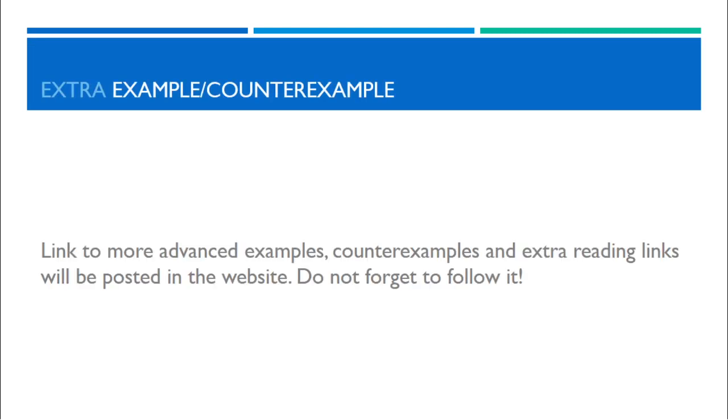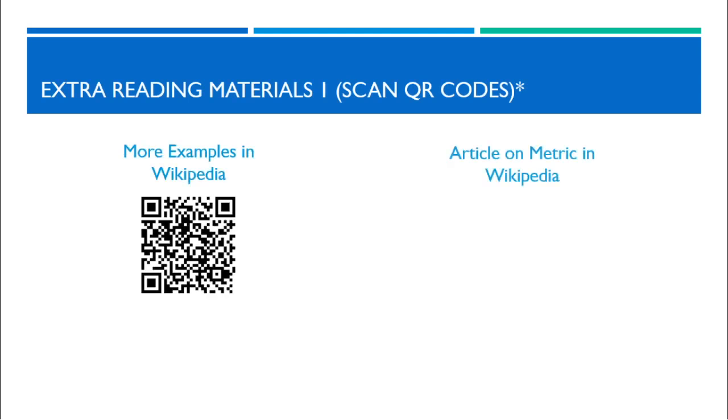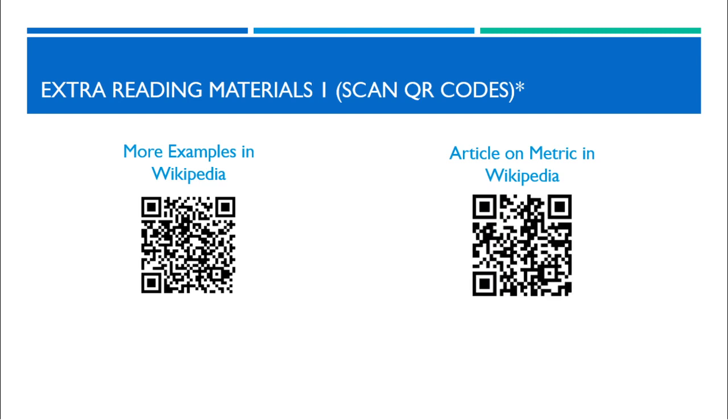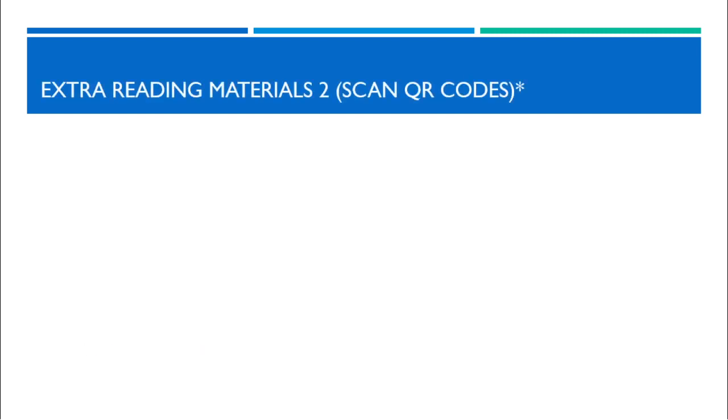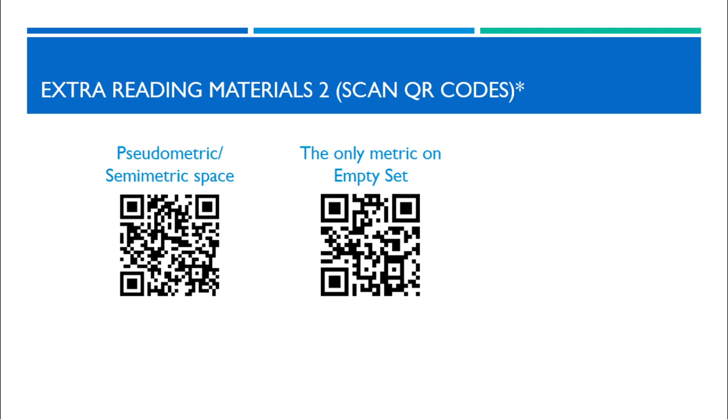So here are some extra reading materials. You can read more examples in Wikipedia. Second, you can always visit the article on metric in Wikipedia, and that's an interesting article. There is a lot more explained out there. You know the basics well enough now that you will be able to quickly read it and understand. And I talked about a slight variation of the definition of metric spaces, pseudometric or semi-metric space. You can read about it in Wikipedia.